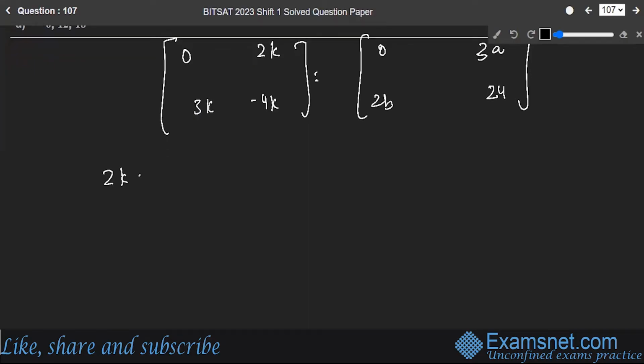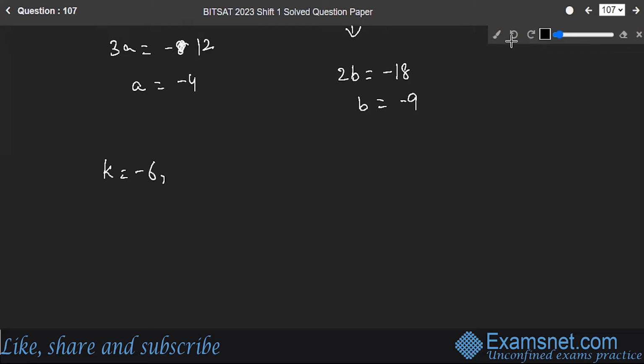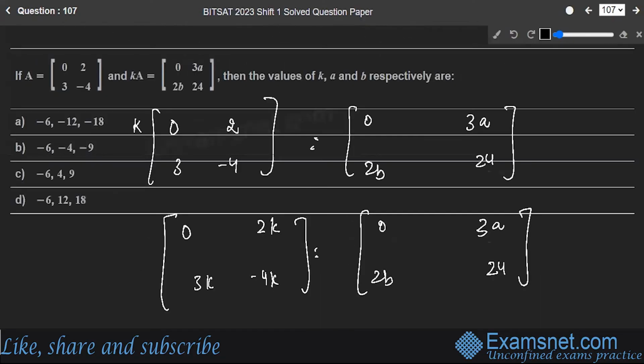That gives you 2K is equal to 3a, 3K is equal to 2b, and minus 4K is equal to 24. So this gives me K is equal to minus 6, and 3a will be equal to minus 12, and a will be equal to minus 4, and from here 2b will be equal to minus 18, or b will be equal to minus 9. I got K as minus 6, a as minus 4 and b as minus 9. So let's check. You have option B as the correct answer.